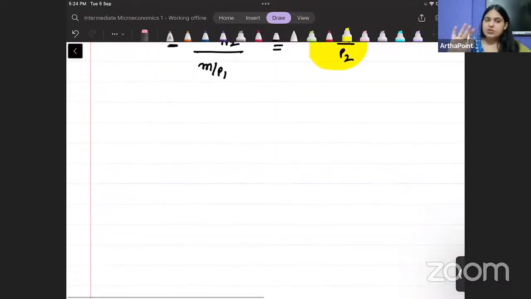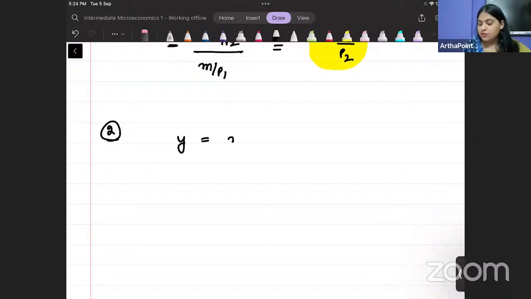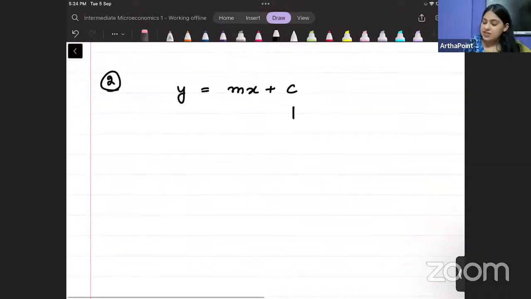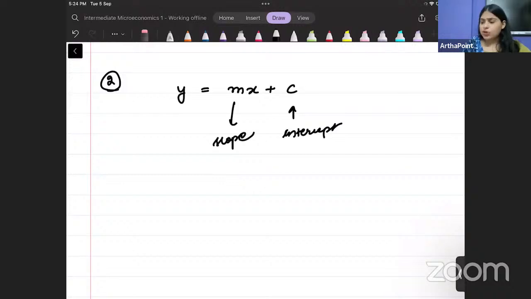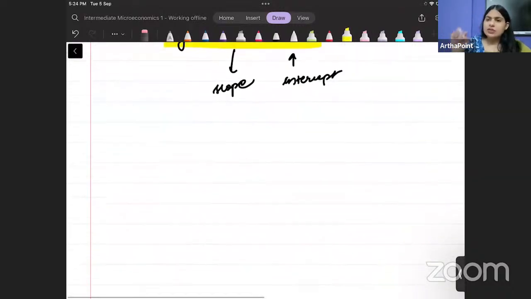एक और तरीका है समझने का. Let's think about it. Second method. Beta, in maths you must have read this equation, y is equal to mx plus c, where c is the intercept and m is the slope. सुनी होगी ये equation. We have done this equation in maths a lot of times in class 10th, 11th.